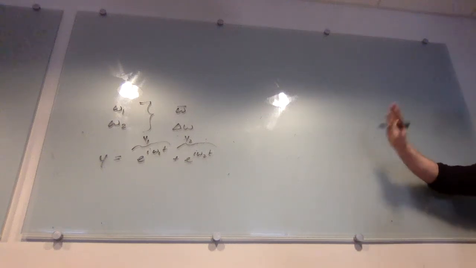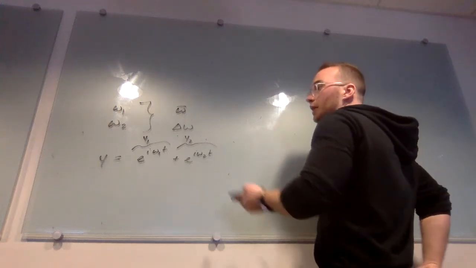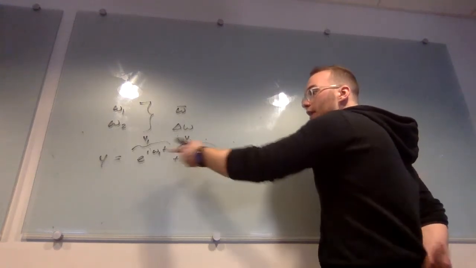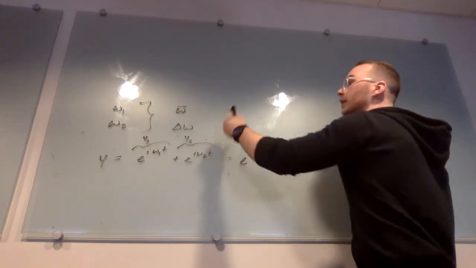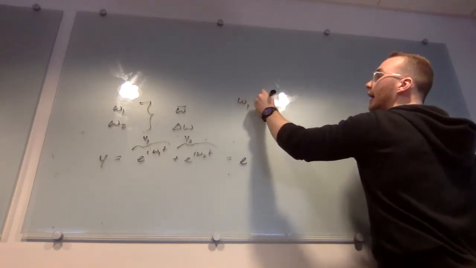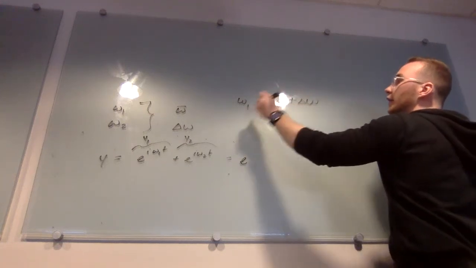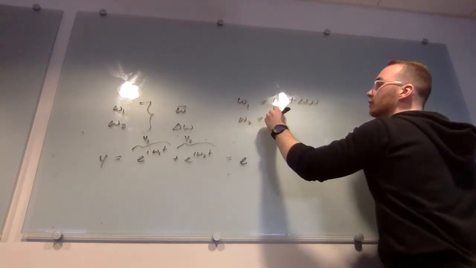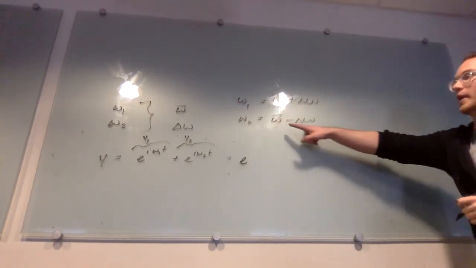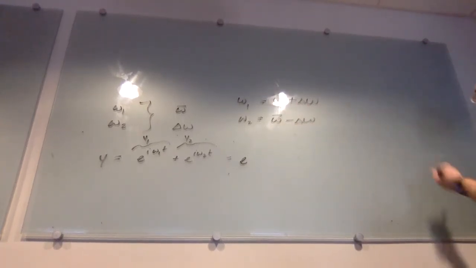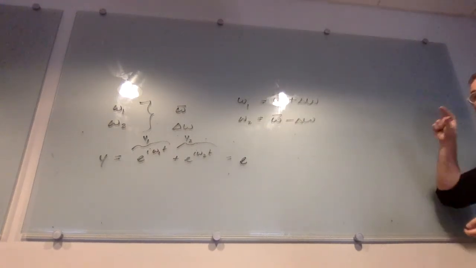You could do this with any waves, but it's only interesting here because you get something kind of weird. If we rewrite omega 1 as omega average plus delta omega, and omega 2 as omega average minus delta omega. Now, this omega average is omega 1 plus omega 2 over 2, just the average of them, and delta omega is half of the difference.